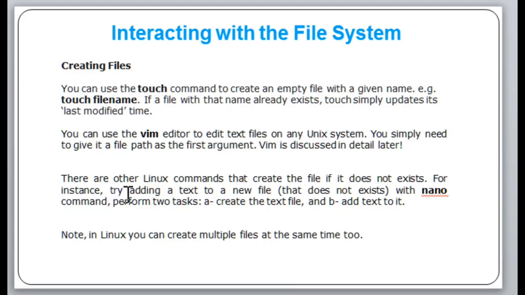For instance, if we try adding text to a new file that does not exist with the nano command, then it will perform two tasks. A, it will create the text file, and B, it will add text to it. Just like I just said with Vim, if the file doesn't already exist, it's going to open that file for you, create it, and you can start editing it. We can also create multiple files at the same time in Linux, which is helpful.